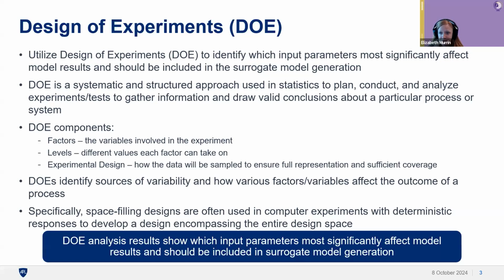You have your different factors. Those are the different input variables that we want to consider. Each of those variables can take on various levels. Ultimately, we want to come up with our experimental design or our test matrix. This is how our data is going to be sampled, and we provide it to our engineers so they can put those input variables in the particular order into their physics-based model, and that'll ensure that we get full representation and sufficient coverage. Since our physics-based model is a computer experiment and therefore has a deterministic response, we end up leveraging a space-filling design, and I'll go through that more next.